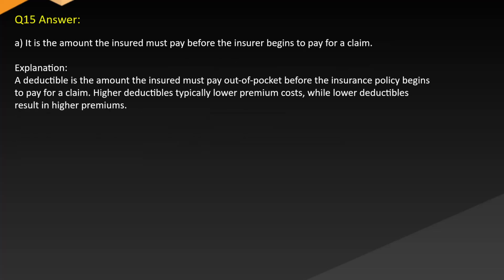Answer: A. It is the amount the insured must pay before the insurer begins to pay for a claim. Explanation: a deductible is the amount the insured must pay out of pocket before the insurance policy begins to pay for a claim. Higher deductibles typically lower premium costs, while lower deductibles result in higher premiums.